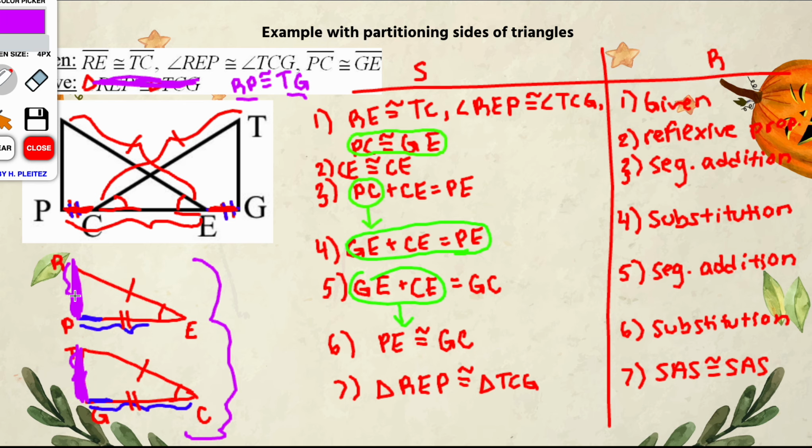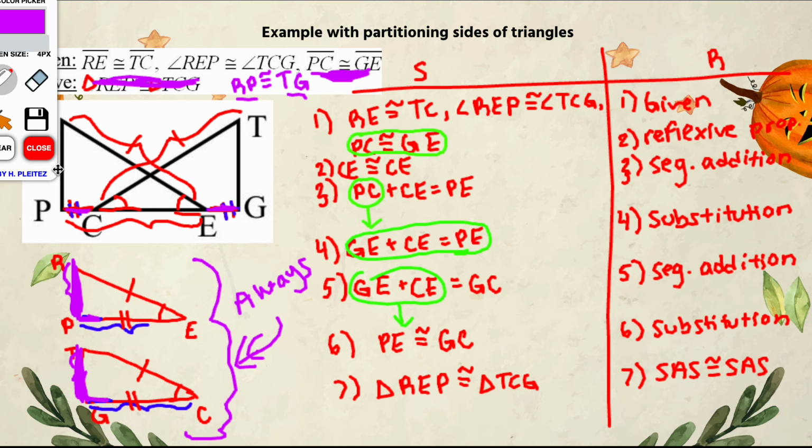So what I recommend doing, always, always, always, draw your triangles in the same orientation. Always do that. It's going to help you a lot, and make sure you are labeling both, right? Because here we were given that PC is congruent to GE, and that's not a part of our separated triangles, but it is a part of our original diagram, so you want to make sure you're labeling both.